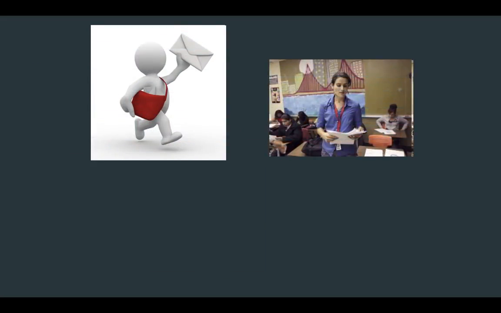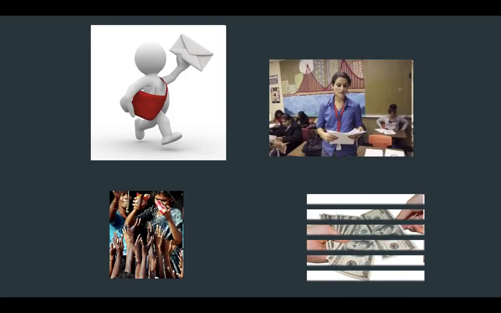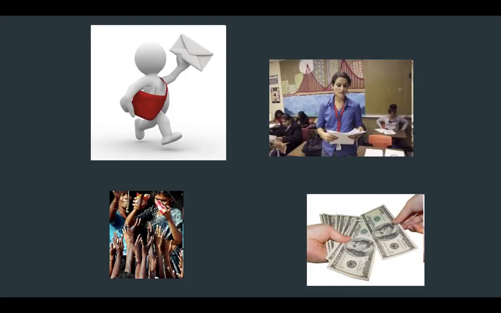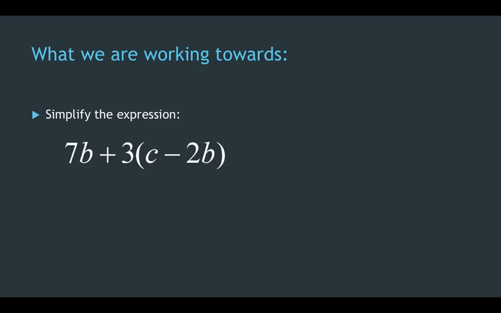What does distribute mean? Well, that means to pass things out. We distribute money, we distribute food, we distribute your papers in class. I distribute your papers in class. We give them to people. So this is what we're working for. We want to create an equivalent expression with the fewest terms. All right, how do we do that?